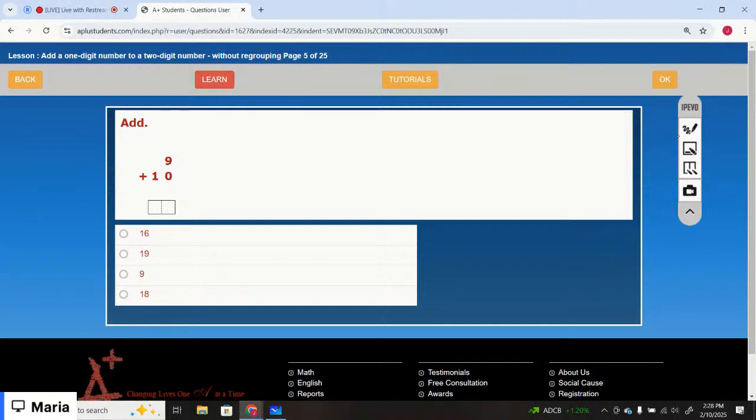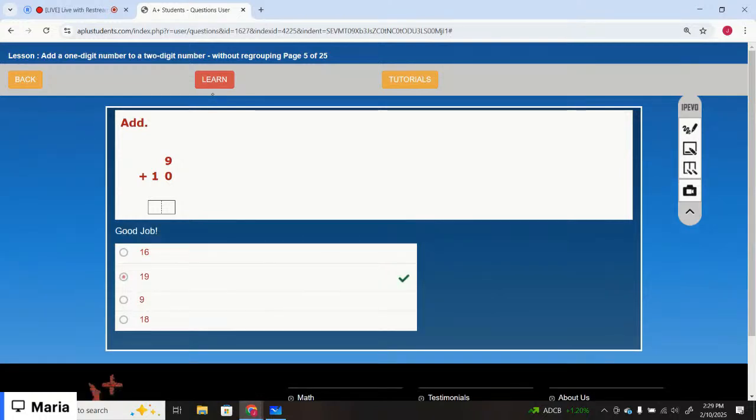10 plus 9, which is the correct option? That is 19. Option number 2 is the correct option.